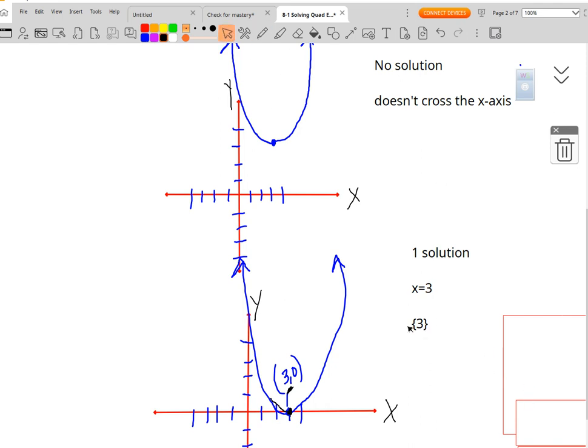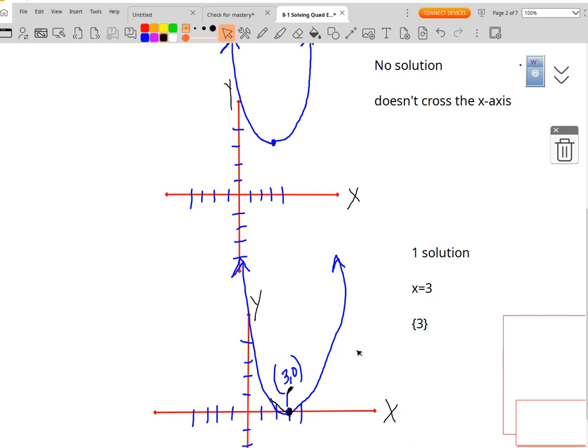This is called set notation. We can give the answer to a quadratic equation as x equals 3 or set notation, and we are going to move towards giving our answers with these braces around it. So x equals 3, because the parabola intersects the x-axis. The parabola is the graph of a quadratic equation, and so the solution is x equals 3.